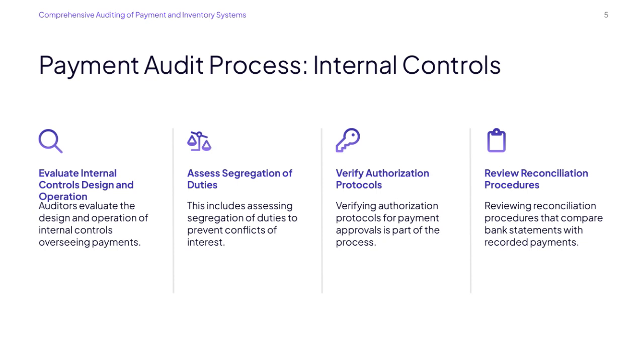We also verify authorization protocols. This involves checking that payment approvals are properly authorized according to the established guidelines, ensuring that all payments are legitimate and approved by the correct personnel. Finally, we review the reconciliation procedures. This step ensures that bank statements are regularly compared with the recorded payments to identify any discrepancies and maintain accurate financial records. Together, these internal controls form a strong foundation for a reliable payment audit process.